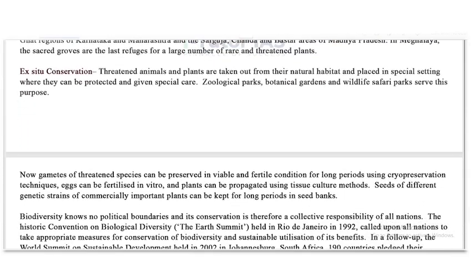Moving on to ex situ conservation. This is another important approach where threatened animals and species are taken out of their natural habitat and placed in special settings where they are protected and given special care. When the population is in critical condition, we do ex situ conservation. Zoological parks, botanical gardens, wildlife parks, and safari parks serve this purpose.